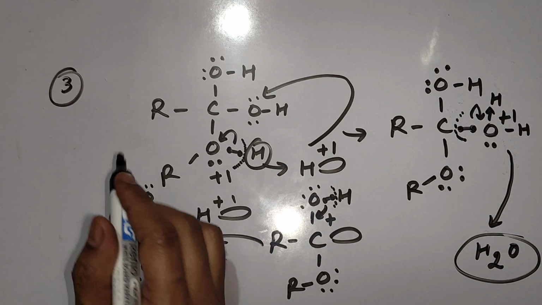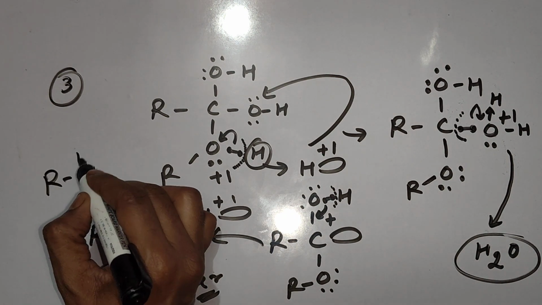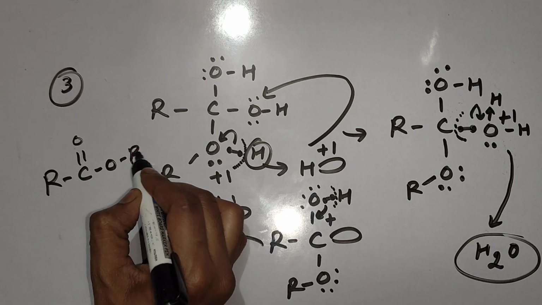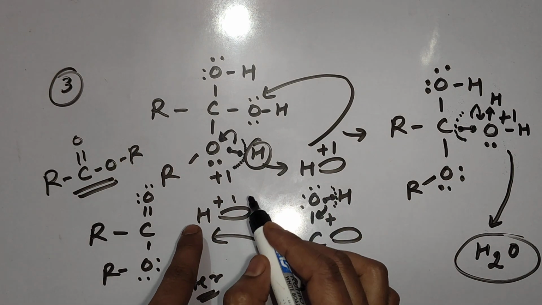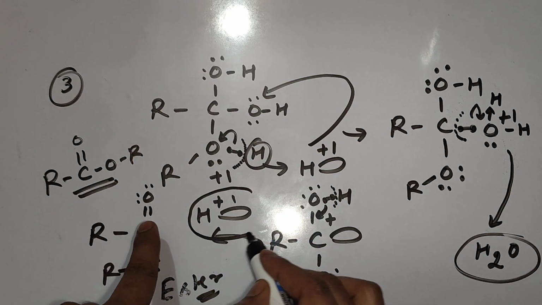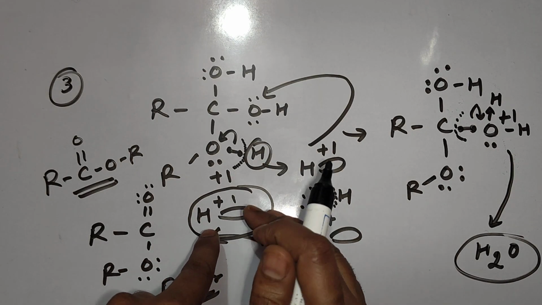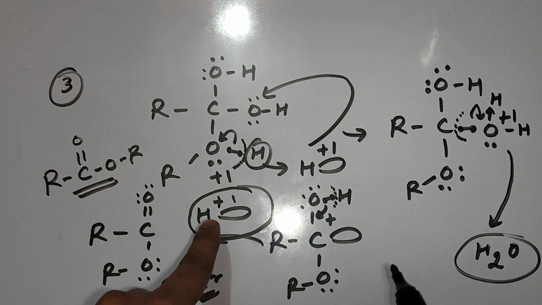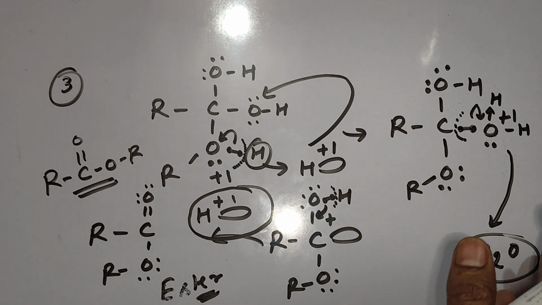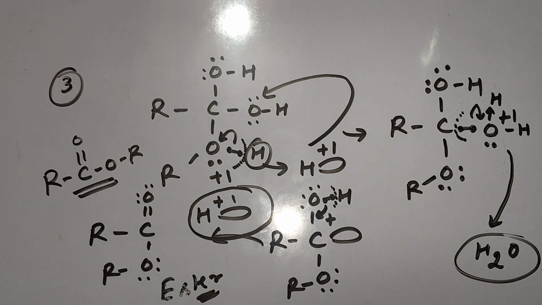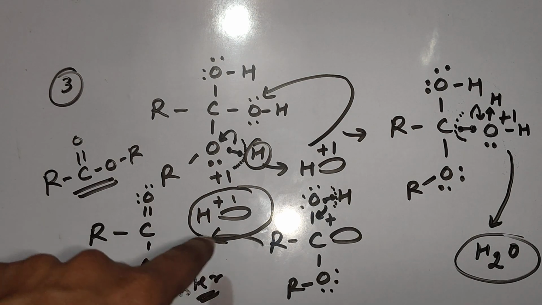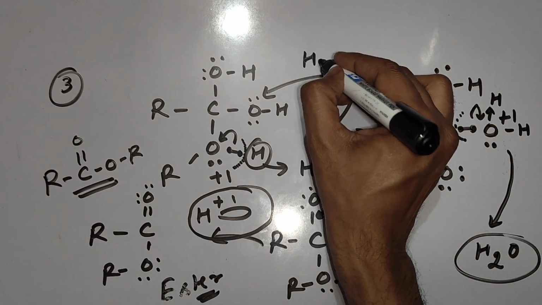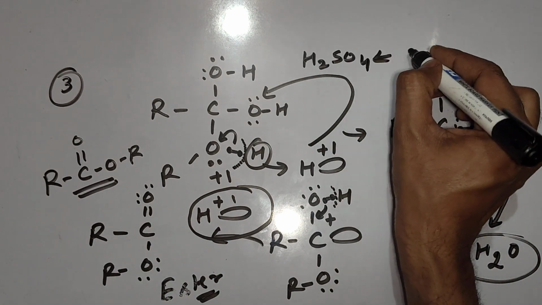If I write it in a straight manner, it will be RCOOR. Now you can watch. This is ester. And what is released here again? H positive. What will this H positive do? It will repeat all three steps again with another molecule of carboxylic acid and another molecule of alcohol. So that's why in the start sulfuric acid was used in very small amount, in catalytic amount.